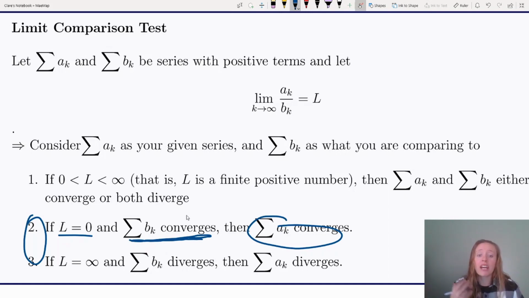As far as personally how I like to do it, I like to always try the comparison test first because it's less work than the limit comparison test, but if I'm not sure how those series then compare, I'll go into that limit comparison test. But feel free to just go ahead and start with the limit comparison test.